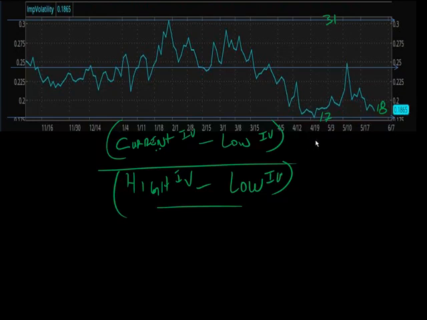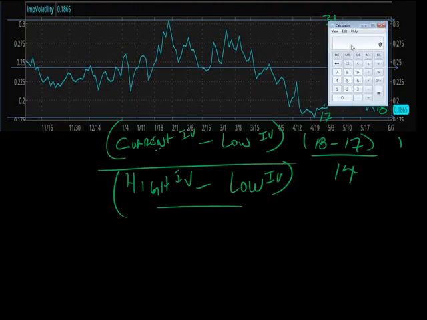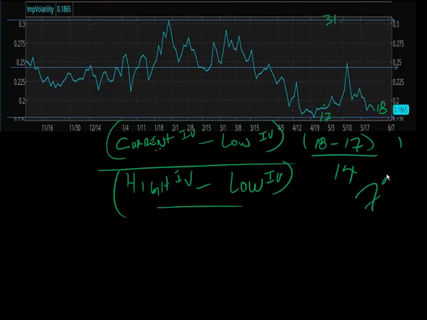So we're going to take the current, which is 18, minus the 17. We get 1. And divide that by the difference between the high and the low. That gives us 14. So we are looking right around, what is that? You guys are going to have to help me out here. It looks like it's 0.08 or something. Let's pull up the calculator. So 1 divided by 14 is about 7%. So it's in the 7th percentile.